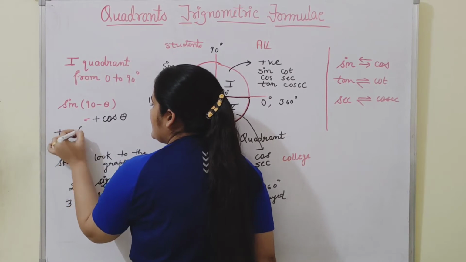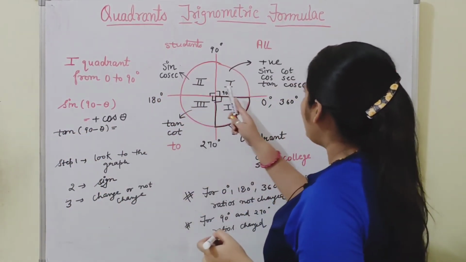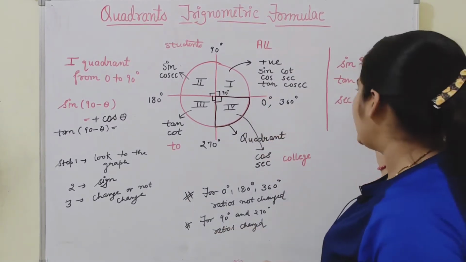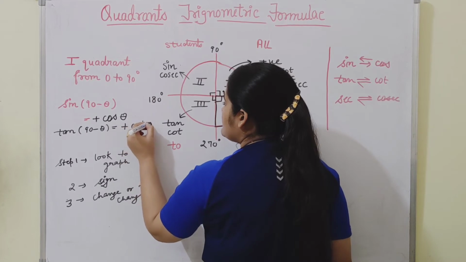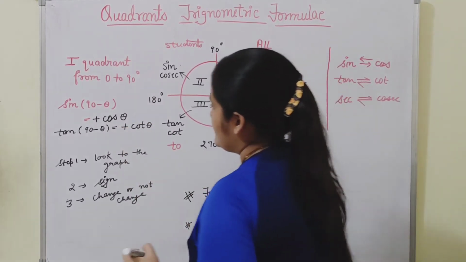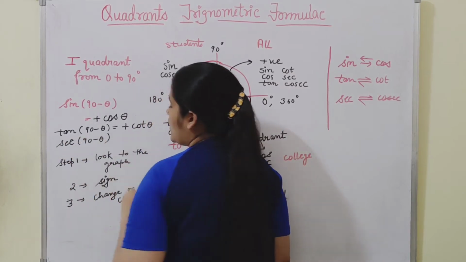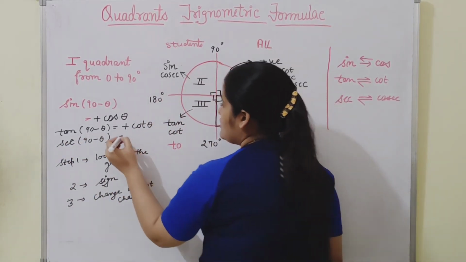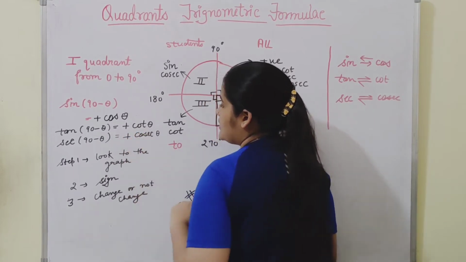Tan 90 minus theta is equal to, it is also lying in the first quadrant, tan is changed into cot for the 90 degree value. So plus cot theta. Sec 90 minus theta is also lying in the first quadrant and the value is plus cosec theta.